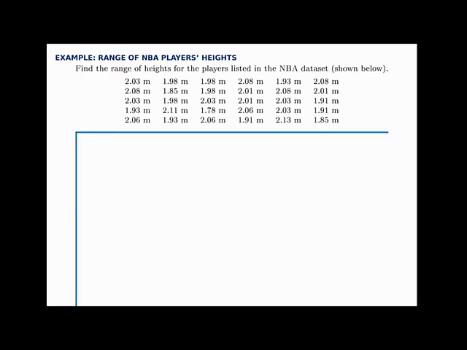If you scan through, you should be able to pick out that the lowest number is 1.78. 1.78 meters is the shortest player in the sample that we listed. And the tallest player is 2.13 meters. So the range is just the difference between those two. If we take 2.13 minus 1.78, the range is the difference, or 0.35 meters.